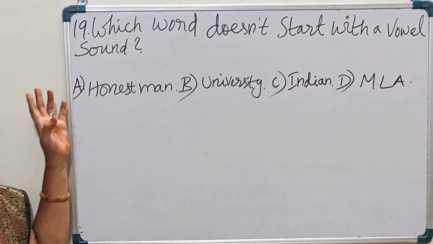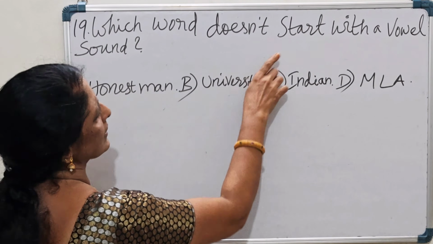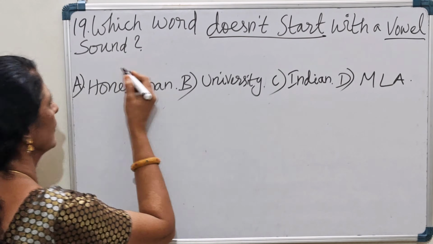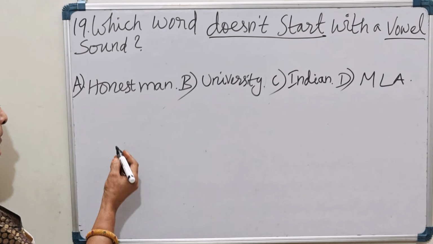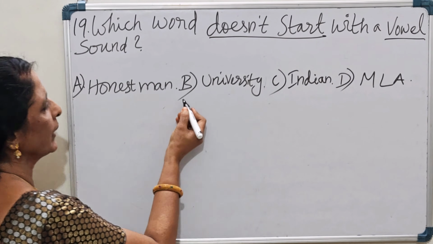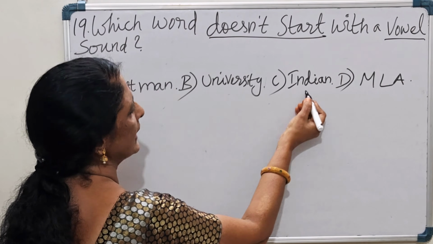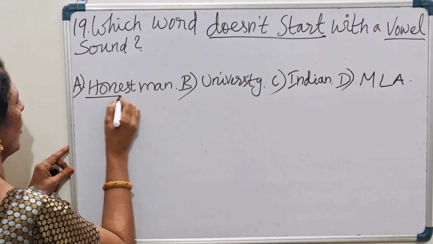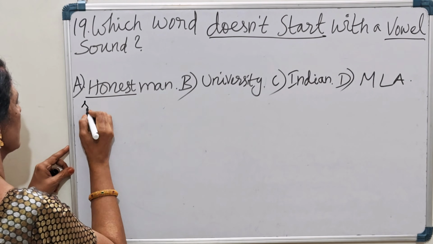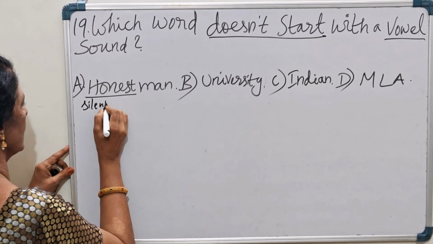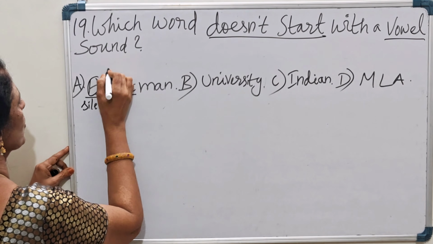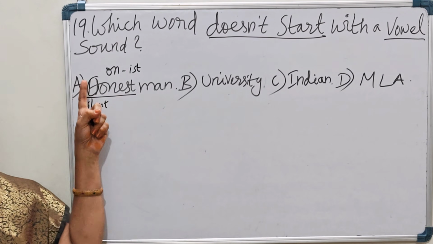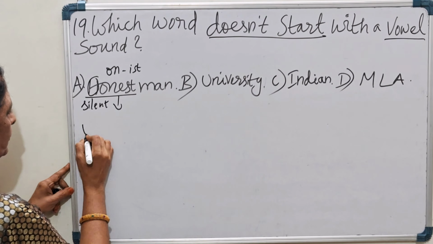Question number 19. Which word does not start with a vowel sound? First one, honest man; B, university; C, Indian; D, MLA. Now you see, in honest, the H is silent. H is silent, so honest, O-N-E-S-T. Honest. This is a vowel sound.